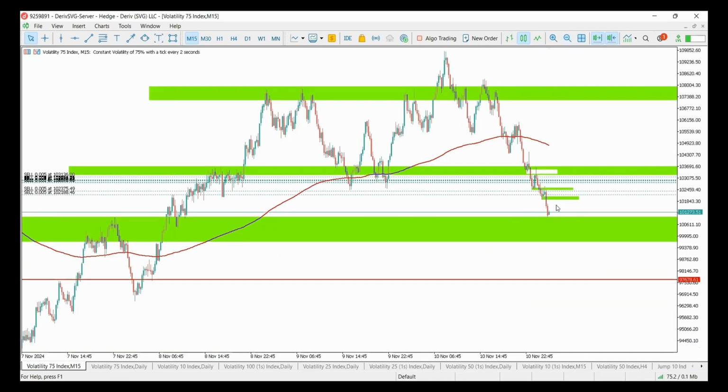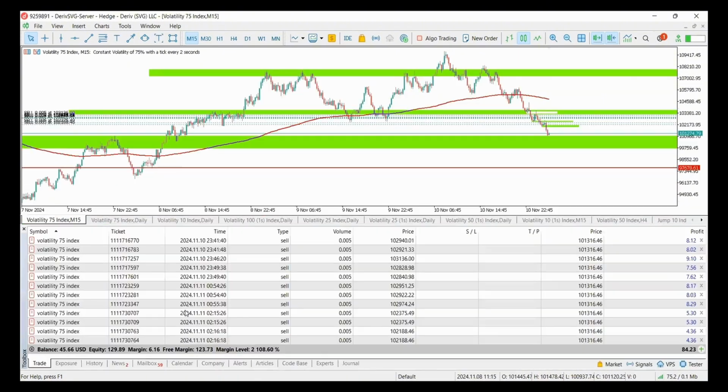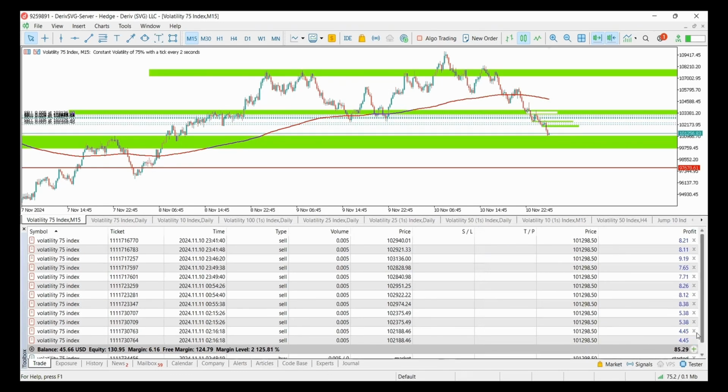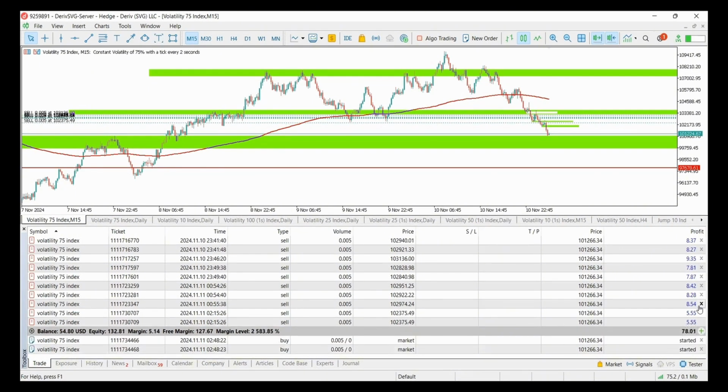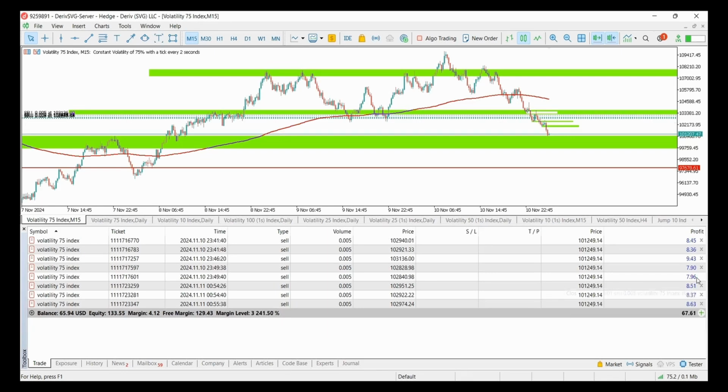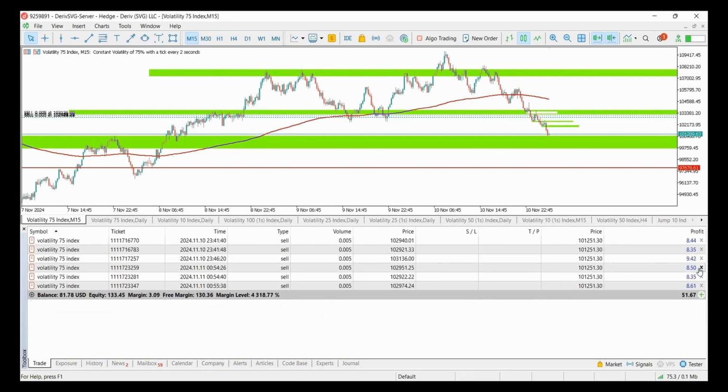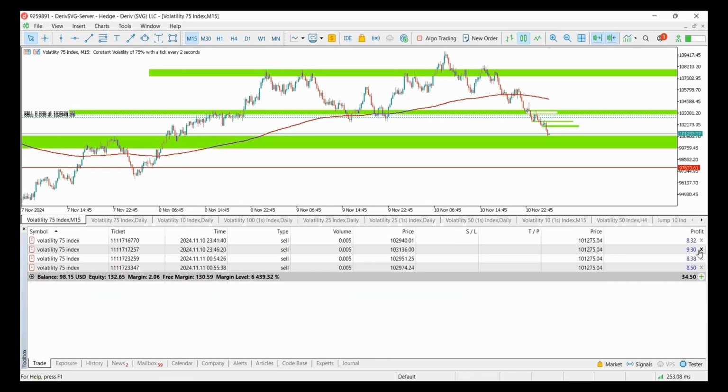Since I have many positions here, I'm just going to show you the positions we have. These are very many positions, okay? So what we're going to do is close most of these positions, and then we remain with like two positions, okay? So let's close these ones, let's close these ones, and we're going to leave like two trades, okay? Let's close and leave like two trades, okay?